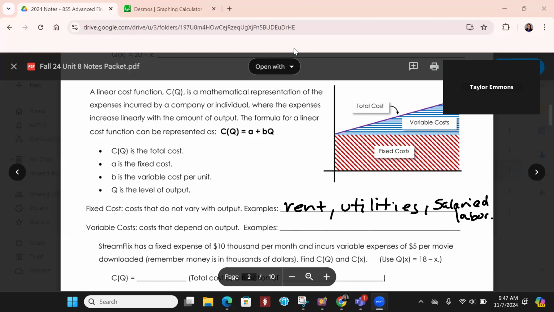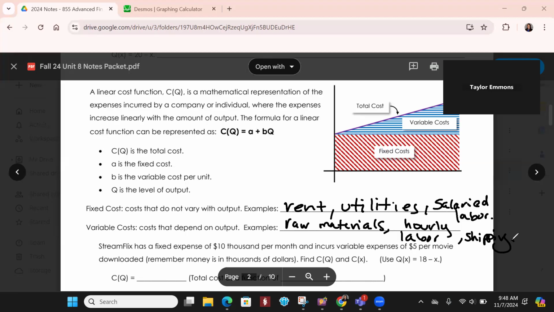Variable costs, costs that depend on the output. So this is going to be like raw materials, hourly labor, and then shipping. This is all talking about business, right? Your online businesses, your in-person businesses, like your restaurants and all that. I always used to complain whenever I worked for a restaurant, why don't I get paid more? And it's because they have to make a profit. They have fixed costs that impact everything.